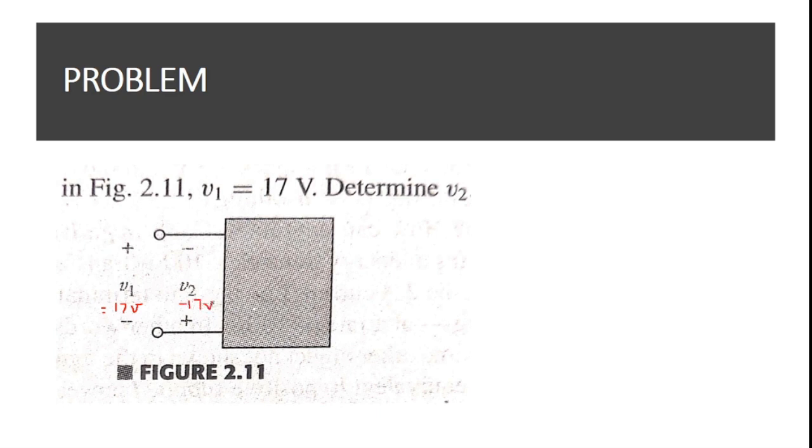minus 17 volt. I repeat once again, in the question, V1 is given to be 17 volt. Let me name this terminal A and this terminal B. Terminal A is positive, terminal B is negative, and the value of the voltage supplied to this element is 17 volts. But if you see V2, it is inverse. A is negative, B is positive, which means the voltage value will also be inverted in nature. So if V1 is 17 volt, then V2 must be minus 17 volt. So the answer is V2 is equal to minus 17 volts.